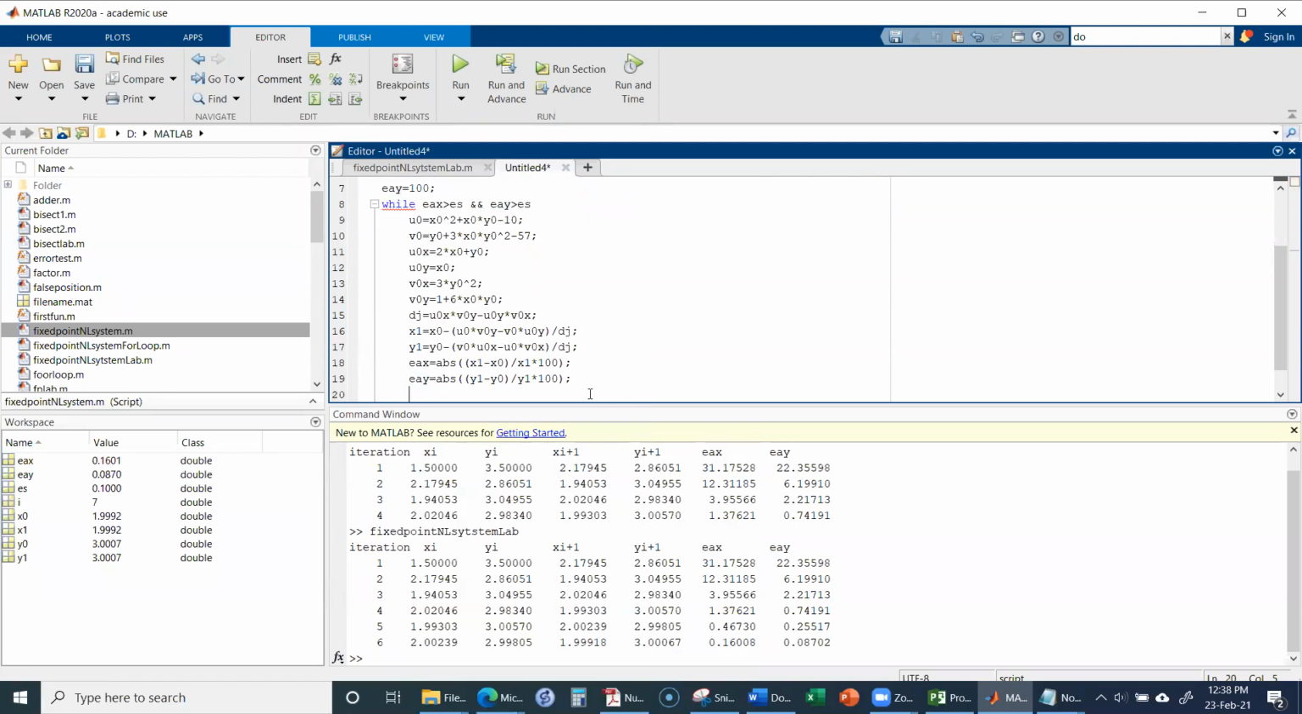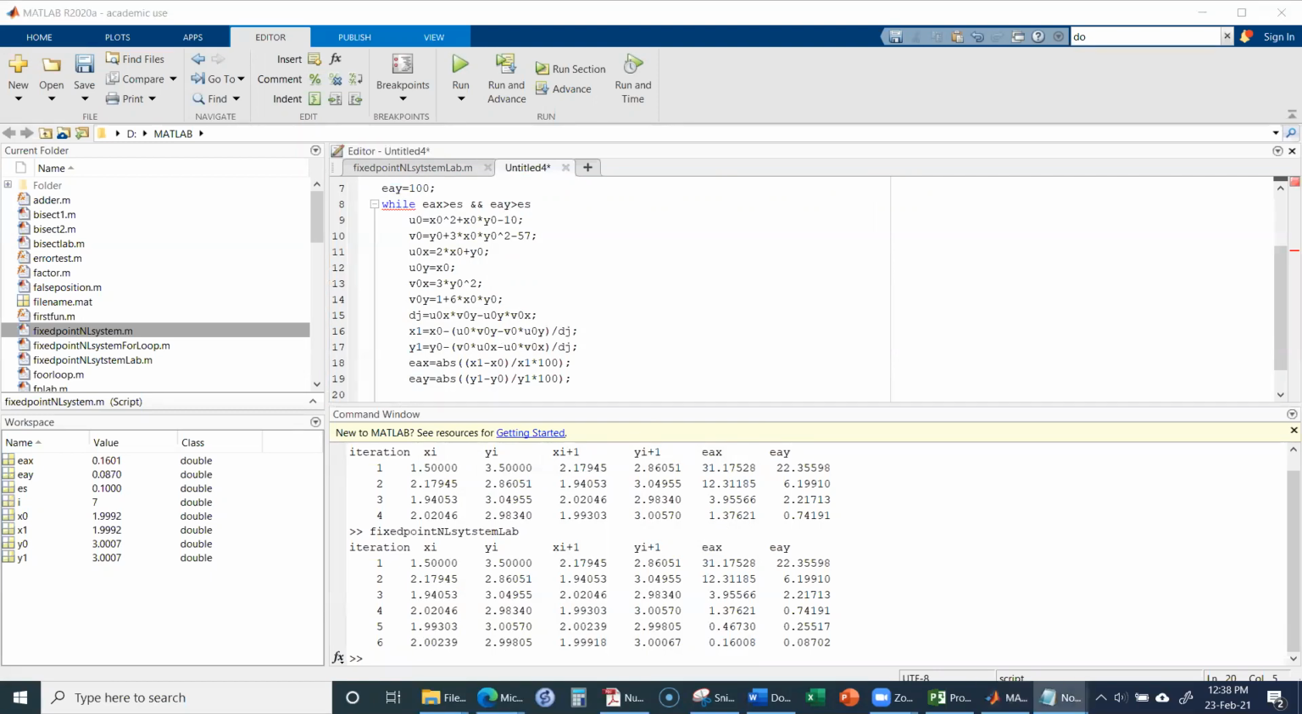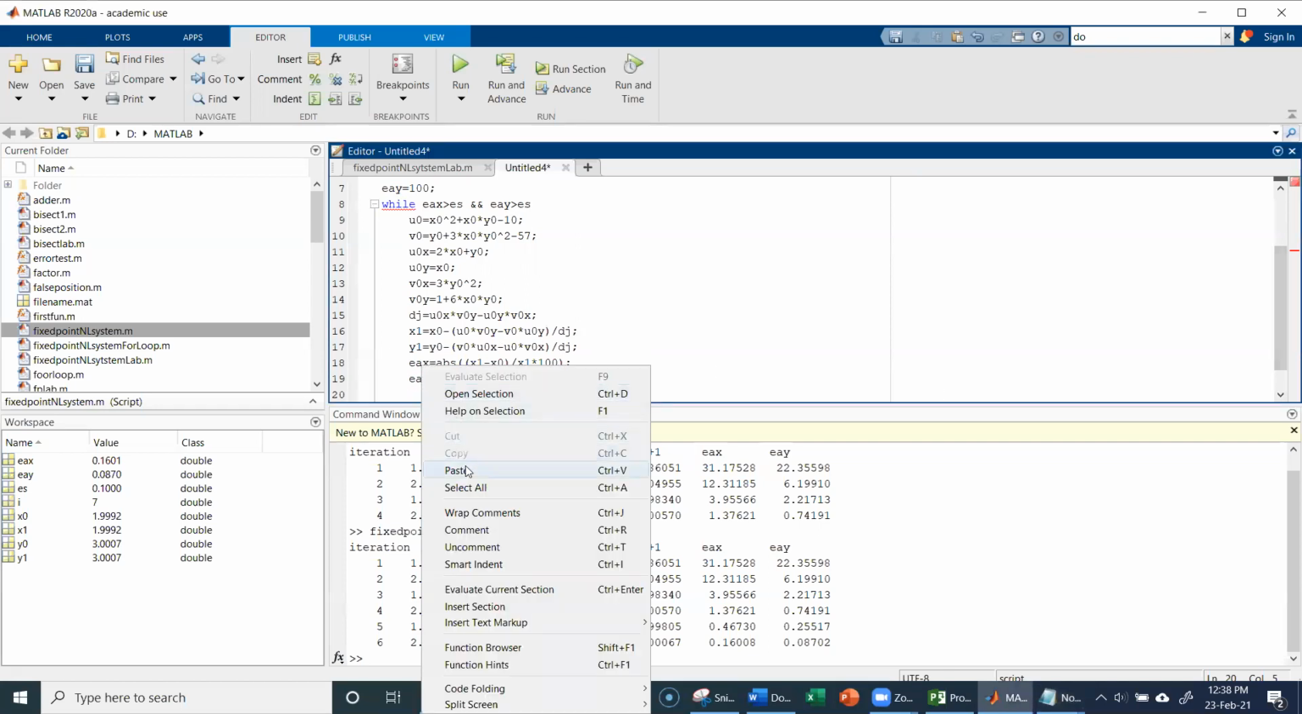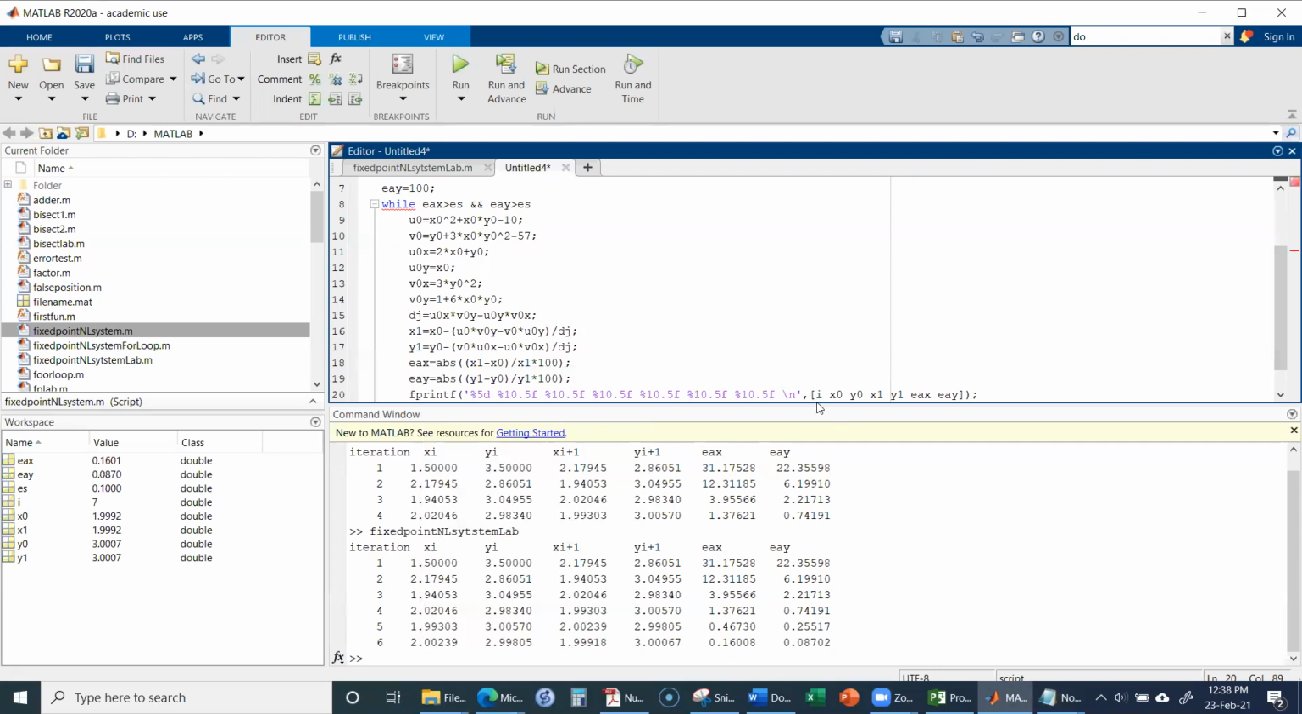And after that, I need to print these values. For printing these values, we can just copy and paste the same values from the previous script. So x naught, y naught.